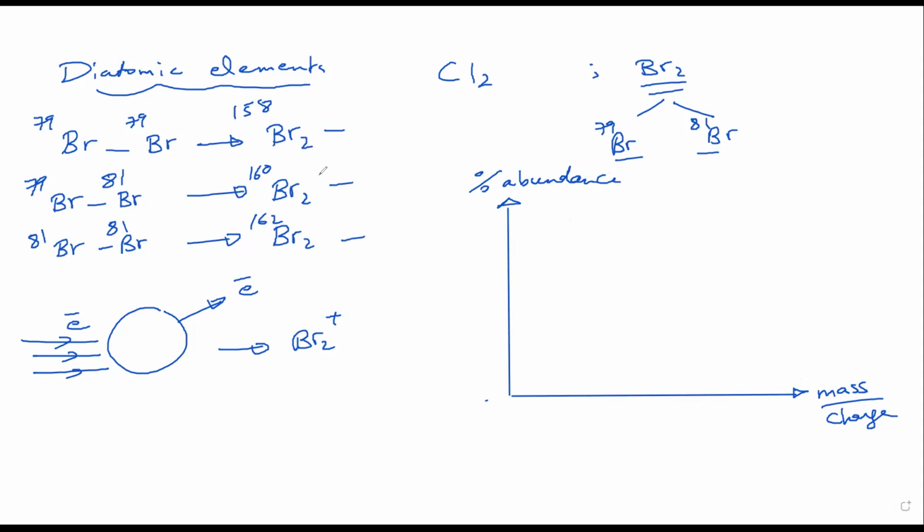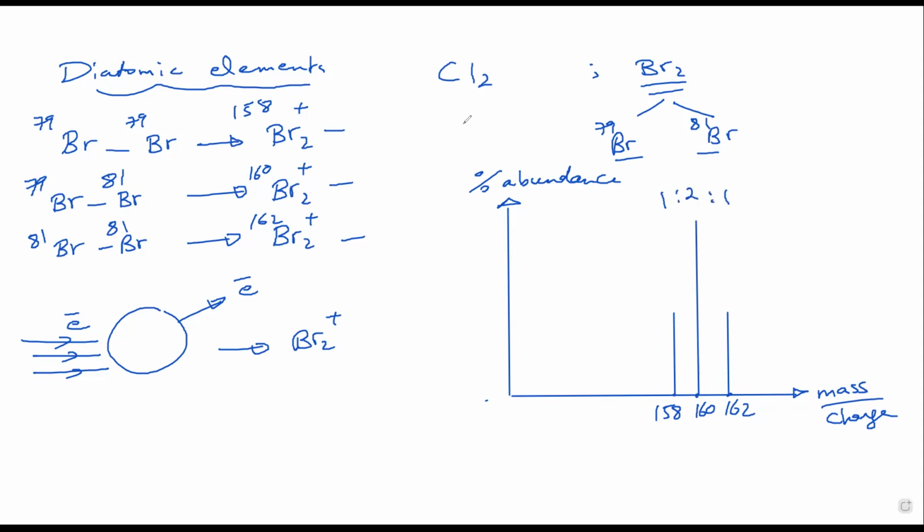One for 158, the second for 160, of course having positive ions, because whenever we place anything in the mass spectrometer and it is bombarded with electrons, the electrons will eject an electron outside the element and we get the Br2 positive. So all of these are Br2 positives, and we get these three peaks. One of them is at 158, the other is at 160, and the third is at 162. We said that this is the mass of each isotope because the charge is usually positive 1. So we get three peaks, and these peaks are in the ratio of 1 to 2 to 1.